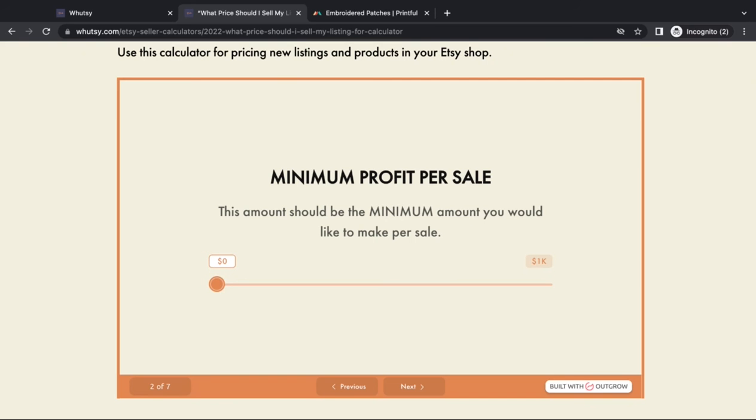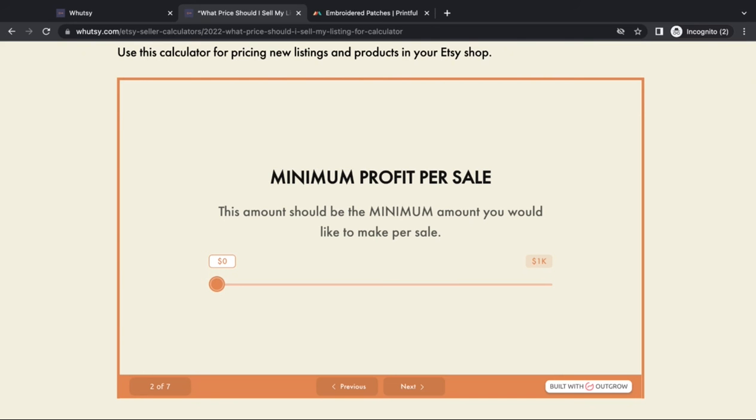So if it's relatively easy for you to get it out the door, not a lot of work for you, no personalization, then this can be low. But if this is an item that requires personalization, if it's an item that you hand make, you want to factor that into your profits. If it takes you an hour to make something, how much do you want to be paid for that hour at the absolute minimum?